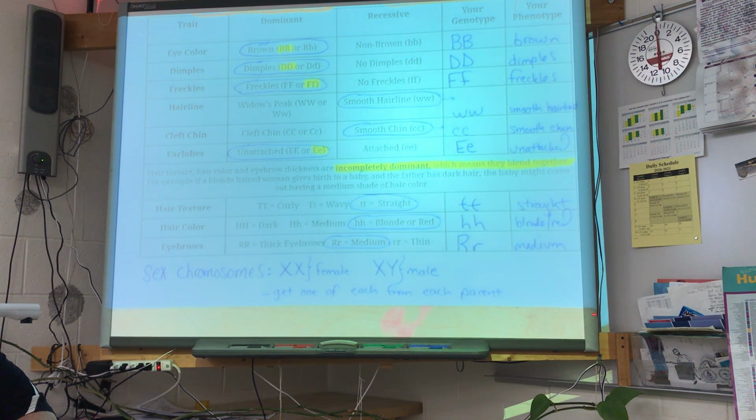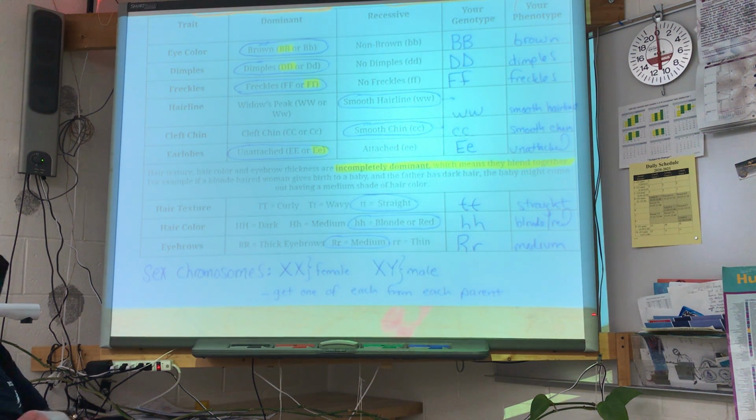The saying that we often go with is if there's a Y, it's a guy, or if it's a guy, there's a Y. Something along those lines. Guy and Y. If there's a Y, you're a guy. So when we talk about males versus females, we're talking about the sex of the person. We are talking about males versus females, XX, and we're talking about XY.